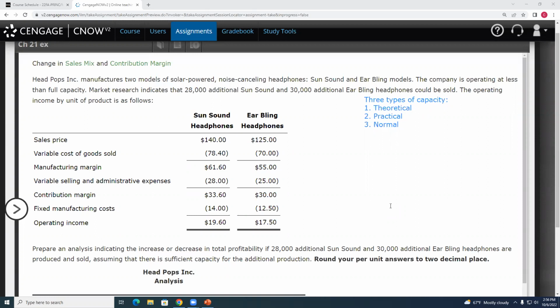Prepare an analysis indicating the increase or decrease in total profitability if 28,000 additional Sun Sound and 30,000 additional ear-bling headphones are produced and sold, assuming that there is sufficient capacity for the additional production. So, and round your per unit answers to two decimal places.